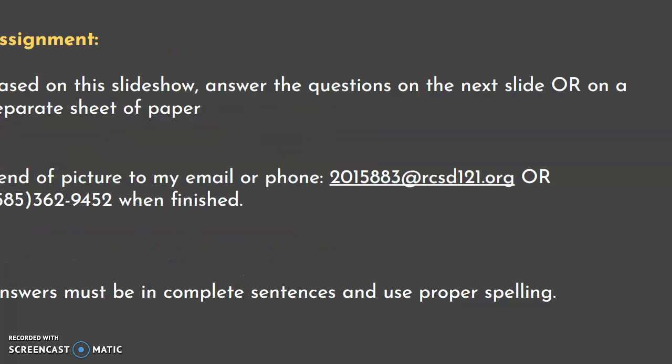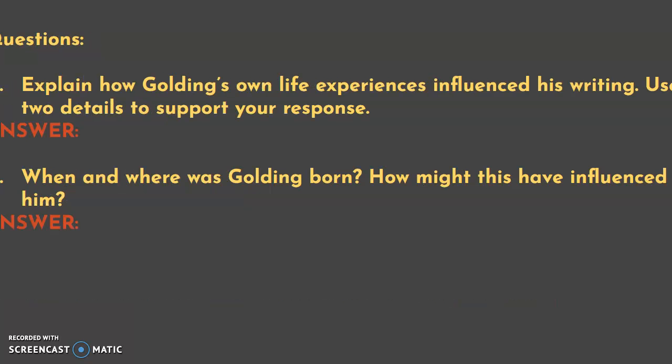Okay, so for your assignment, based on this slideshow, whether you listen to it by me or you read it on your own, you're going to go to the next slides or on the sheet of paper. You can write down the questions there. If you do it on a piece of paper, make sure to send me a picture to my email or to my phone, which are listed there. And the answers must be in complete sentences and use proper spelling. So your first question, question 1, explain how Golding's own life experiences influenced his writing. Use 2 details to support your response. And then right there, you're going to click in next to answer and type in your answer in red.